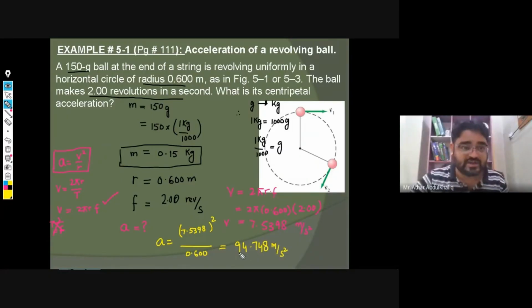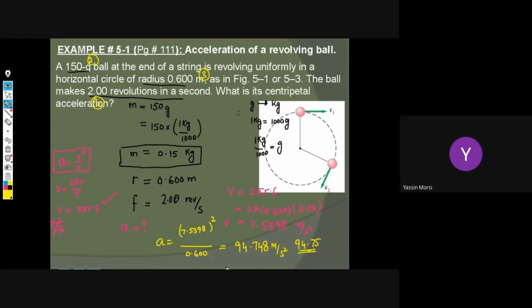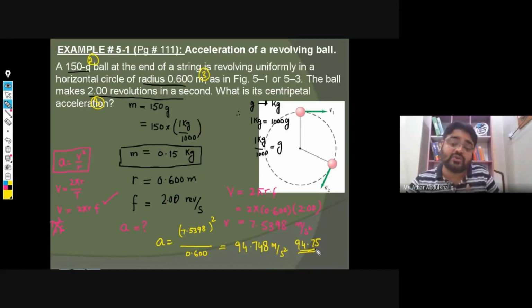We need to be concerned only about significant figures. If you see here, mass is 150 gram, which has two significant figures. Radius has three significant figures. So we need to give the answer with the minimum number of significant figures, that is 2. In the book this is written as 94.75, but I disagree with the book, because we studied in the first chapter that we convert the answer into two significant figures. So your answer for acceleration finally will be 95 meter per square second.